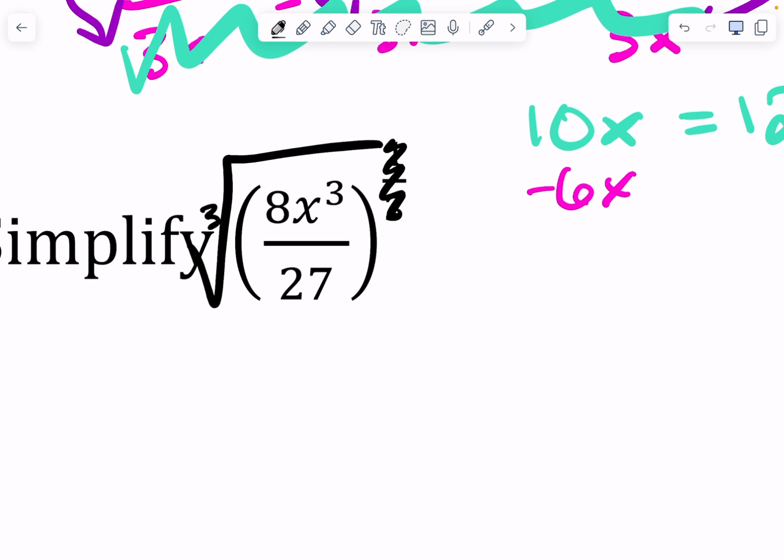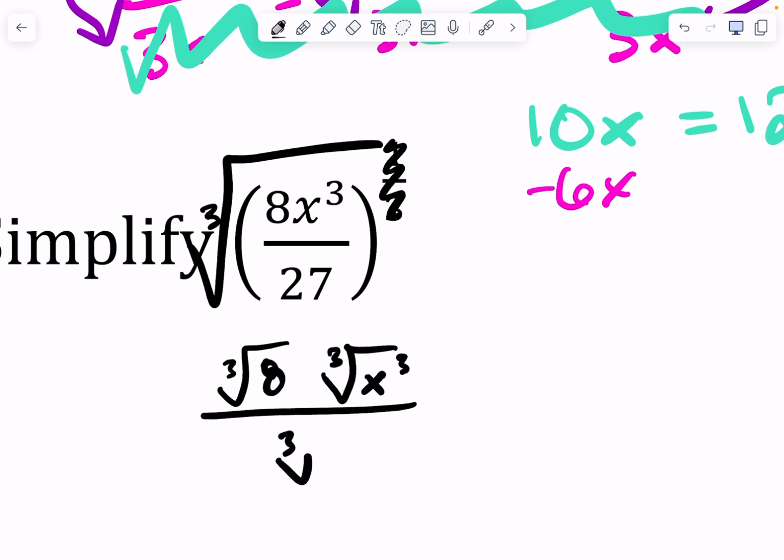All right, now, if I have stuff on the top and the stuff on the bottom, I can split them up individually so that I'm taking the cubic root of 8, and then the cubic root of x cubed, and then the cubic root of 27. Do you see what I just did? All three of those pieces inside each have an individual cubic root.